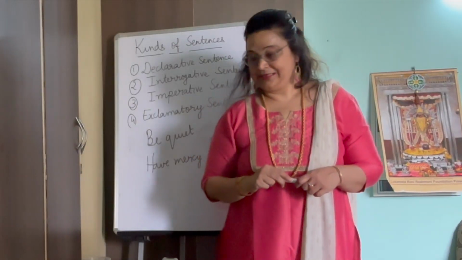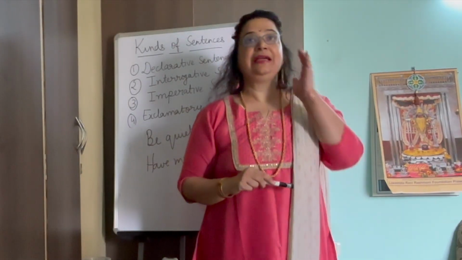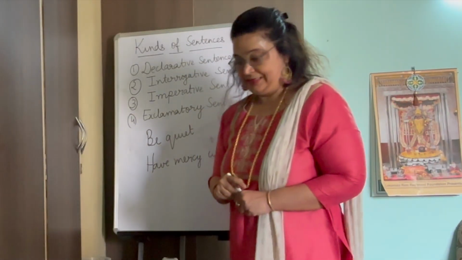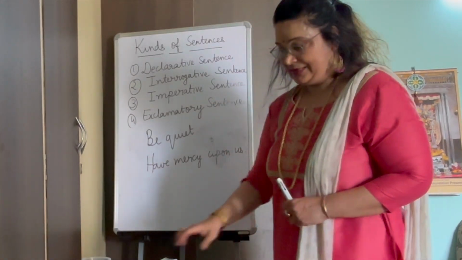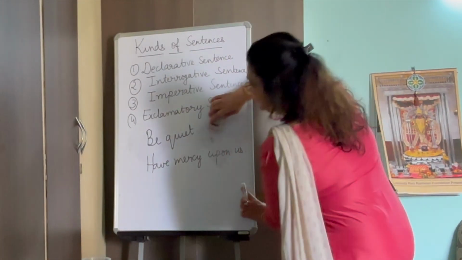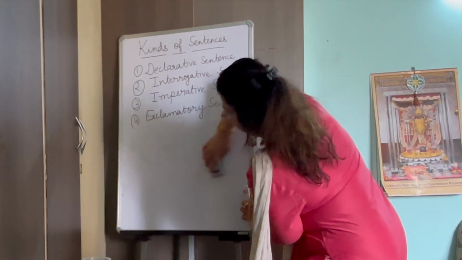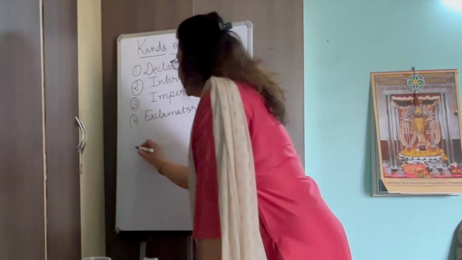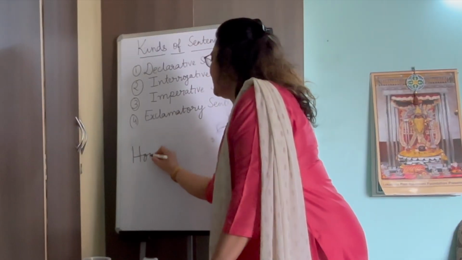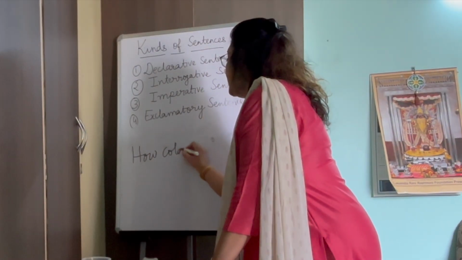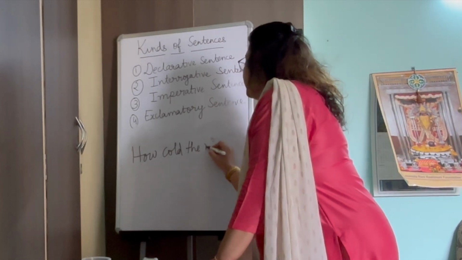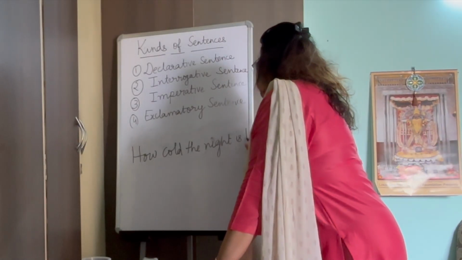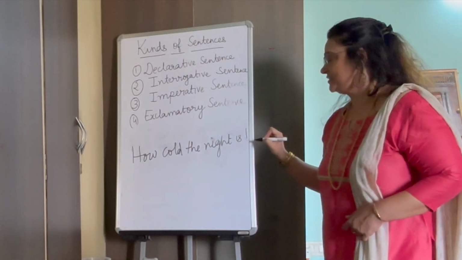Now we will see exclamatory sentence. Exclamatory sentences end with an exclamation mark. Okay, so the next sentence will be an exclamatory sentence. How cold the night is. That means you are feeling cold and you are showing a strong emotion. It ends with an exclamation mark.